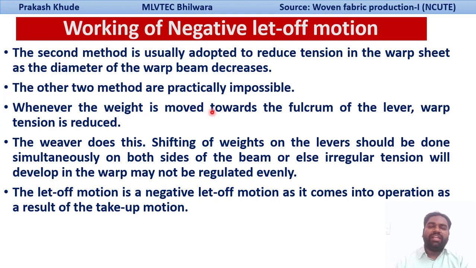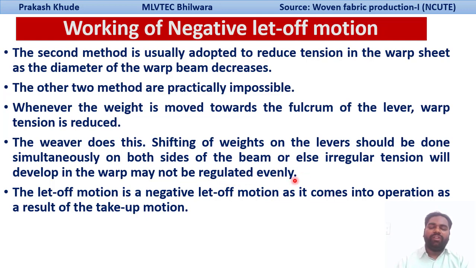So whenever the weight has been moved towards the fulcrum point, the warp tension is reduced, and that has been done by your weavers. The shifting of your weight on the lever should be done simultaneously on both sides of your beam, or else irregular tension will develop in the warp, which may not be regulated evenly.